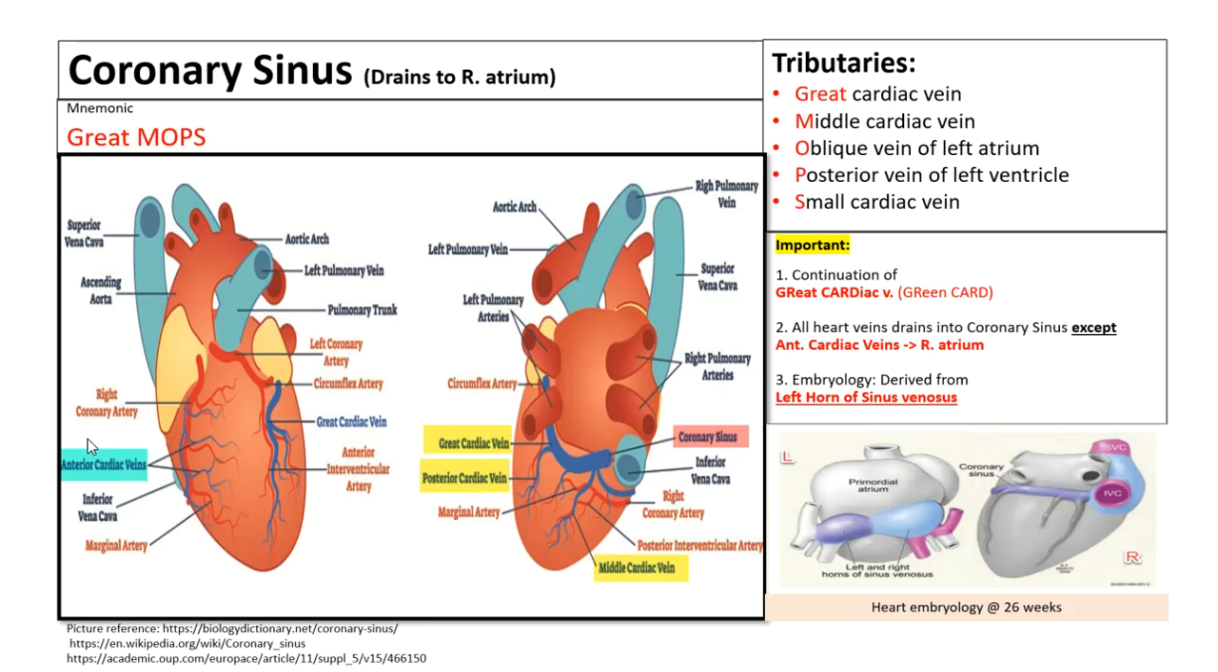So as I mentioned before, the coronary sinus receives blood from 5 different veins. You can see the tributaries of coronary sinus: great cardiac vein, middle cardiac vein, oblique vein, posterior vein of the left ventricle, and small cardiac vein. So the mnemonic for all these tributaries is GREAT MOPS.